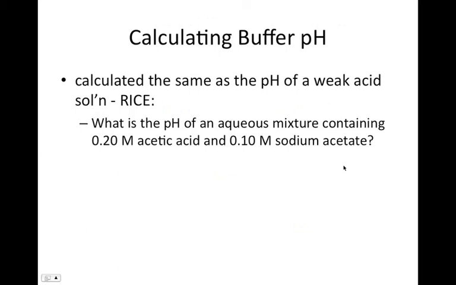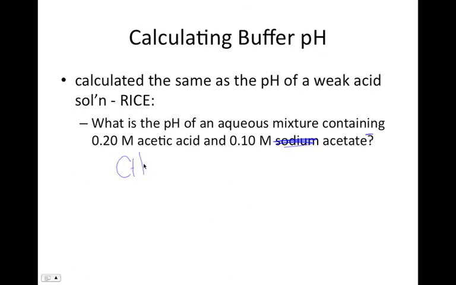Moving on, calculating the pH of a buffer. You calculate the pH of a buffer solution the exact same way you calculate the pH of a weak acid or a weak base solution, using RICE. So, starting with our question here, what is the pH of an aqueous mixture containing 0.2 molar acetic acid and 0.1 molar sodium acetate? The ionization that we're dealing with is the acetic acid, because this sodium acetate is really just a nice way of saying you have some acetate ion.